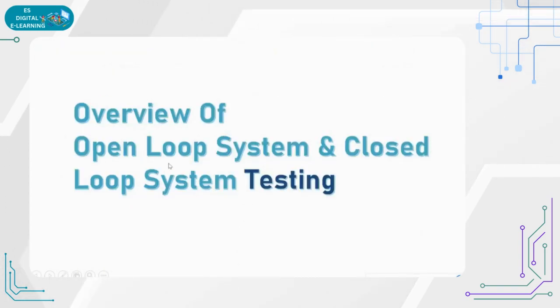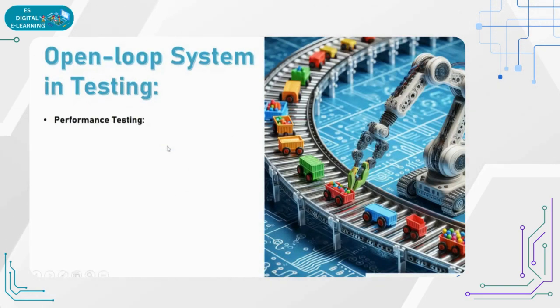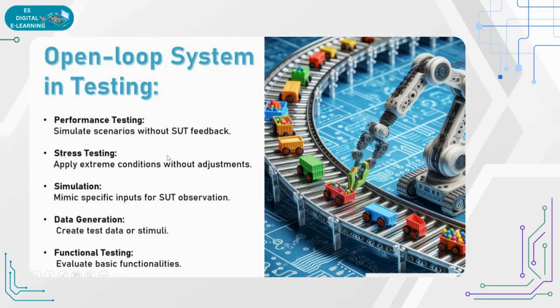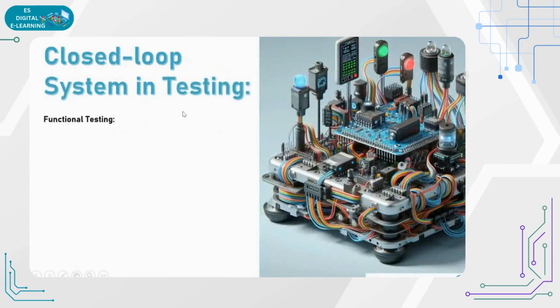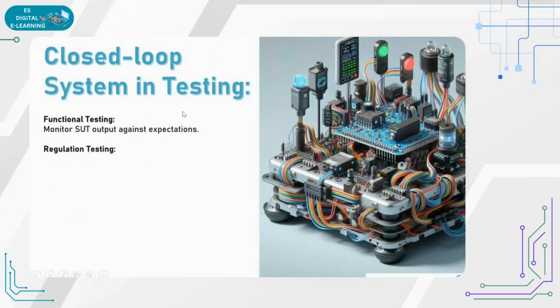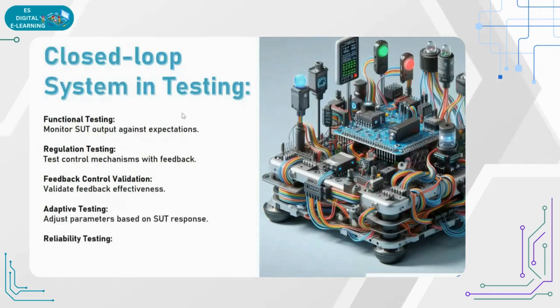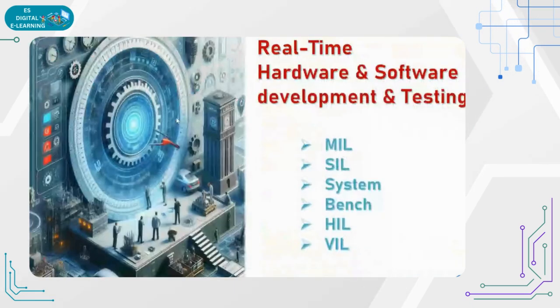Overview: what are the open loop system and closed loop system in terms of testing? Here, we do performance testing in open loop testing, and also stress testing, simulation and data generation, and functional testing in open loop. In the closed loop system, we do functional testing, regulation testing, feedback control validation, adaptive testing and reliability testing. These are some examples I'd like to give you.